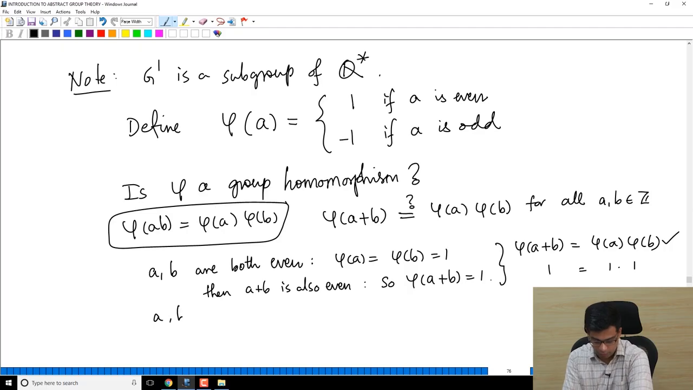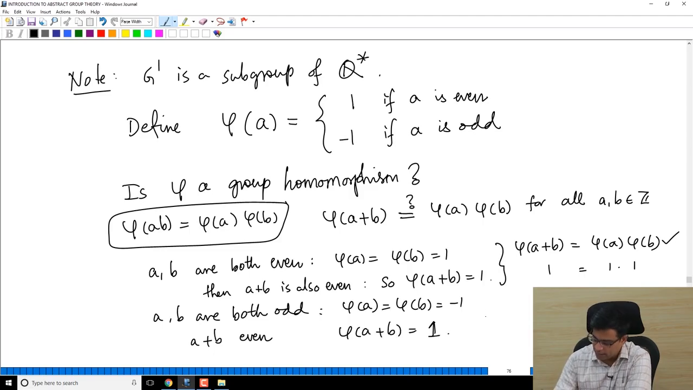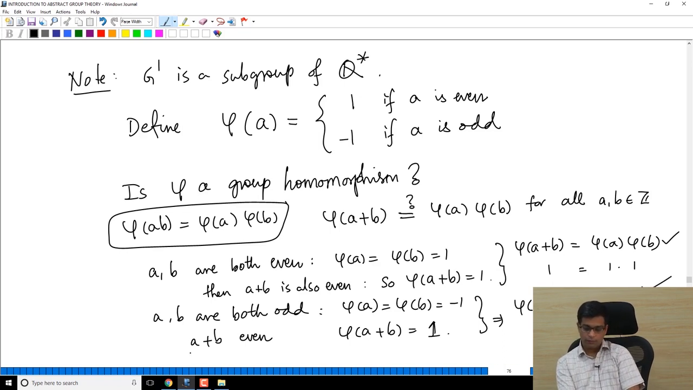On the other hand, if A and B are both odd, then what do we have? Then phi of A and phi of B are both minus 1. But if A and B are both odd, what is A plus B? The sum of two odd numbers is even. So A plus B is even. Then what is phi of A plus B? That's 1. Again, this condition is satisfied, right? Because phi of A plus B is 1. Phi of A times phi of B is minus 1 times minus 1. So this is again okay. So if both are odd, also phi of A plus B equals phi of A times phi of B.